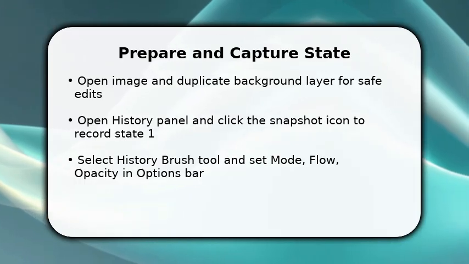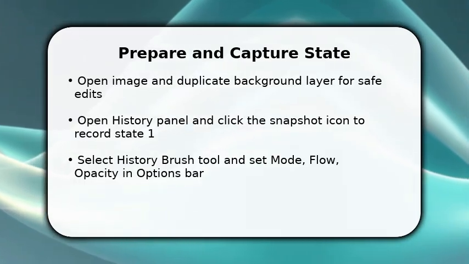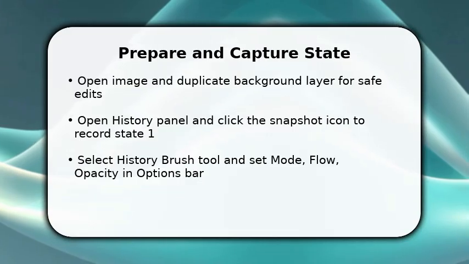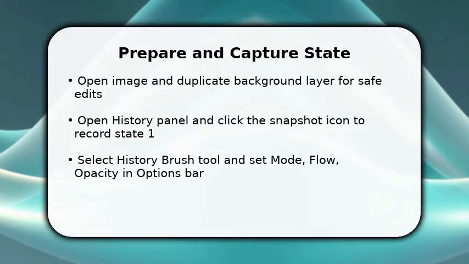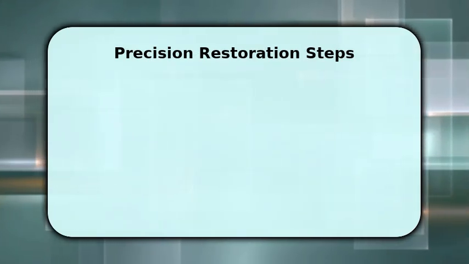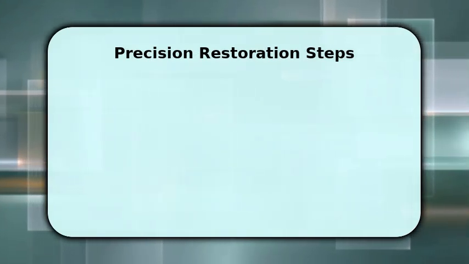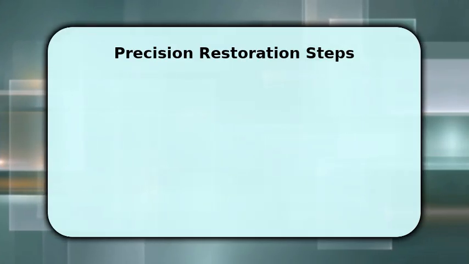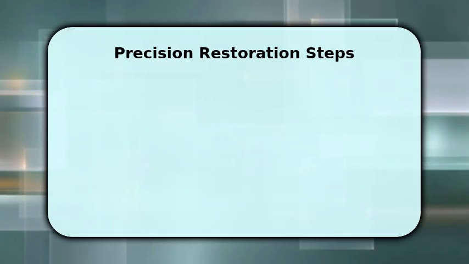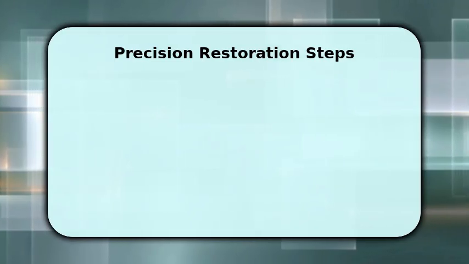Once done, position the brush, check hardness and size, and prepare to restore areas selectively by painting over pixels you want to revert. You now focus on controlled restoration. Zoom to 100% and adjust brush hardness for edge fidelity. Paint with low flow to build the effect in layers. This prevents abrupt transitions and lets you fine-tune the intensity.